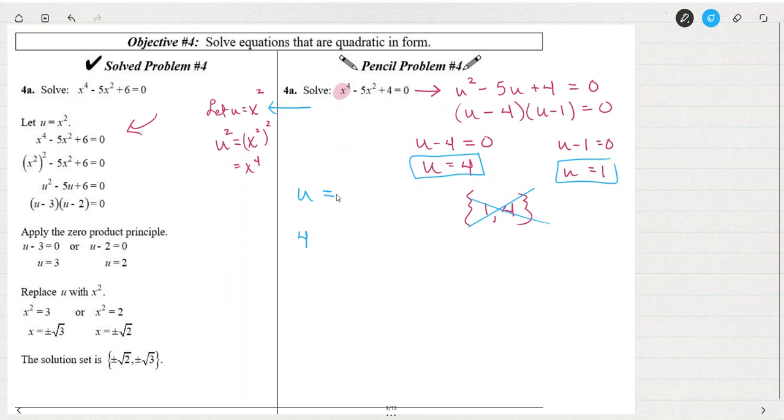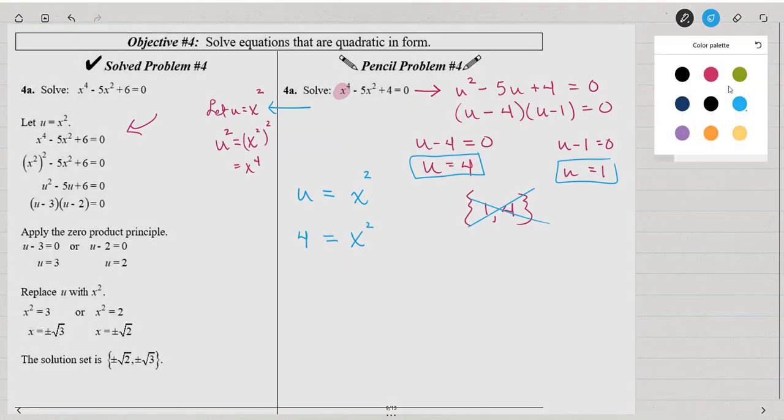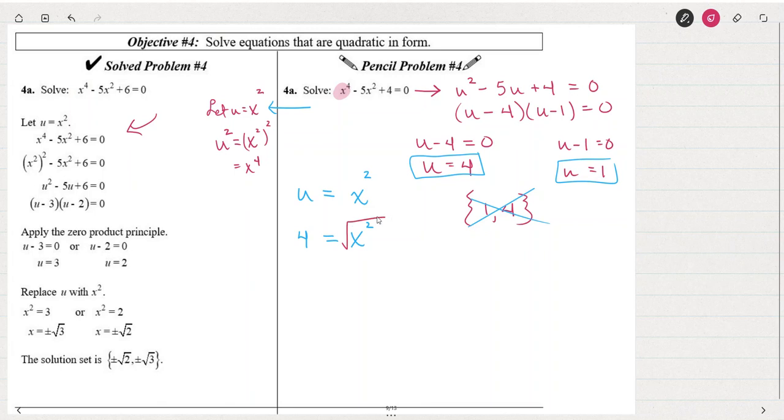If u is substituting for x squared, then we have 4 is x squared, and we still need to solve for x. We can do the square root of both sides using the square root property. It'd be square root of x squared is plus or minus square root of 4. So x is plus or minus 2. And then the same thing with the negative 1.